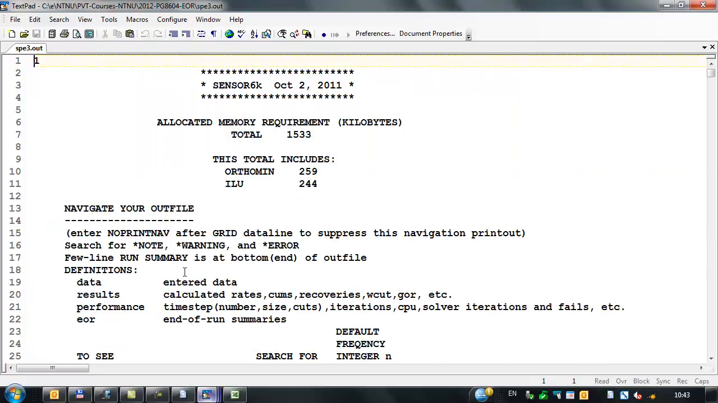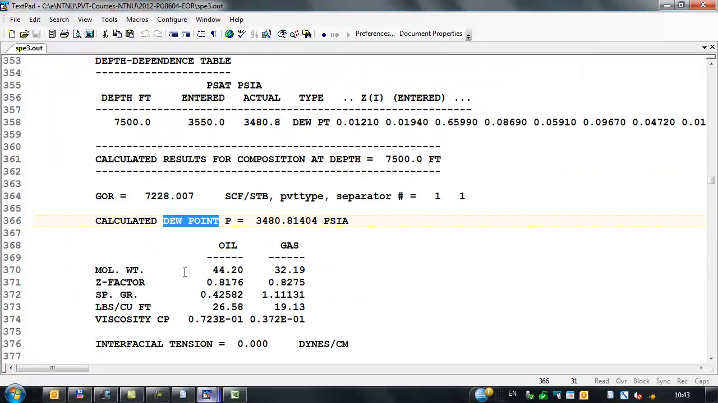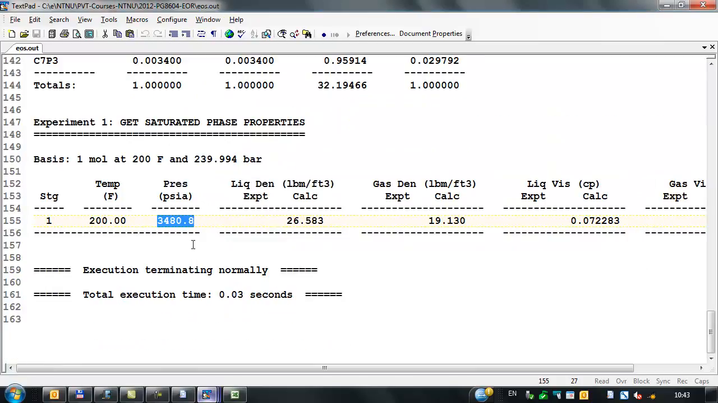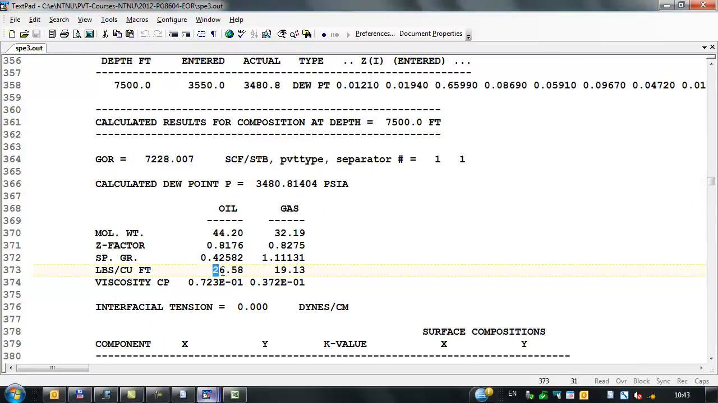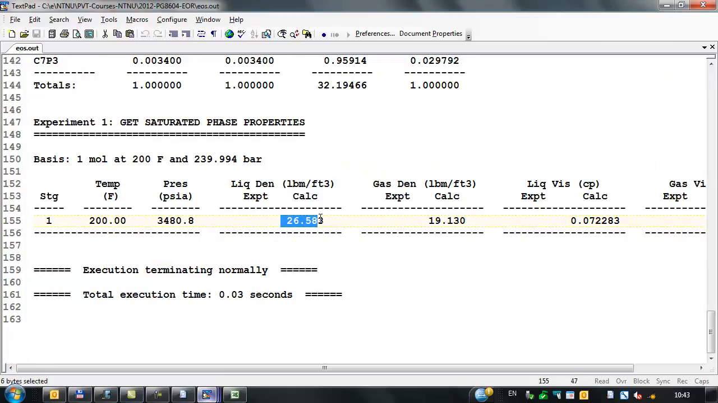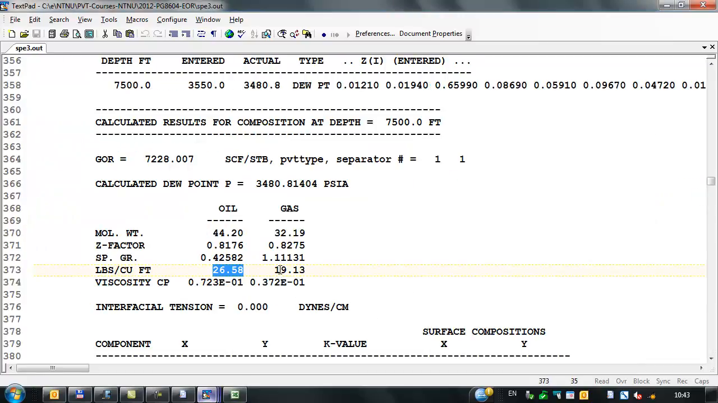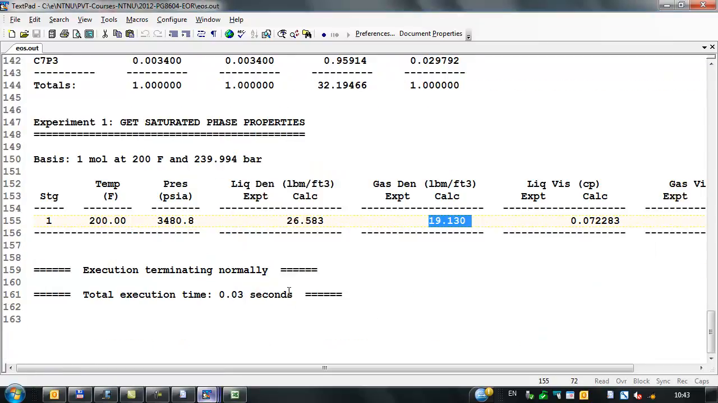That's the wrong dew point. 3480.8. Again, unfortunately, it's too close. You get the wrong impression. We got 26.58 pounds per cubic feet. 26.58. We've got 19.13. 19.13. Viscosity 0.073. 0.072.